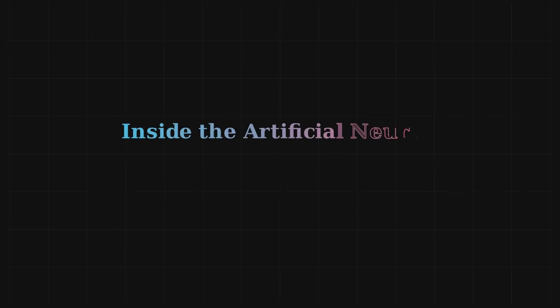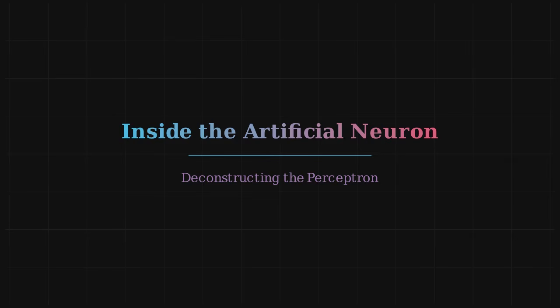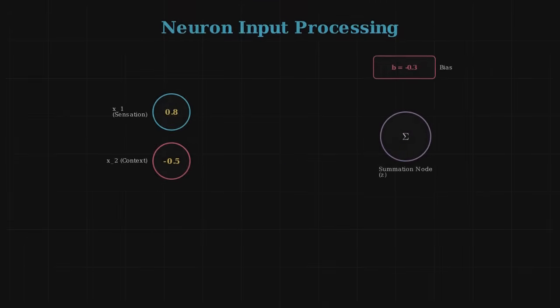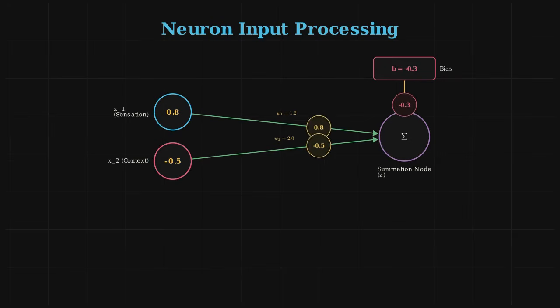How does a machine actually think? It starts with the perceptron, the mathematical building block of all modern deep learning. Let's deconstruct this artificial neuron step by step. First, the neuron receives numerical inputs.